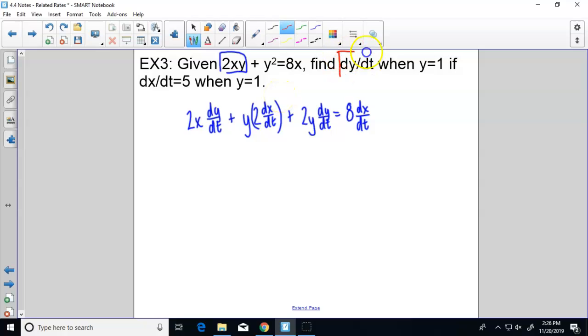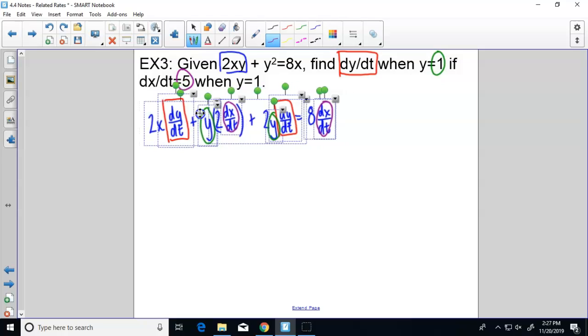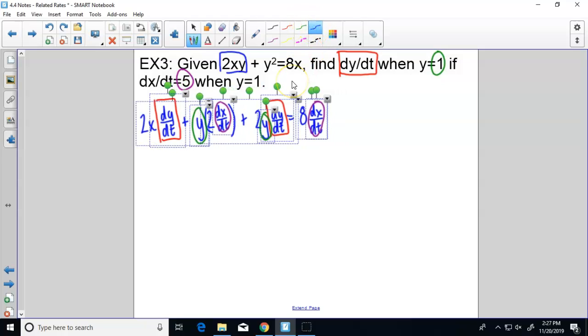So I need dy/dt, so I'm not going to plug anything in for my dy/dt, which I actually have 2 of here. I do know that my y is 1, so those y's right there are going to become 1. I know that my dx/dt is 5. Do we have any variables that we're not going to be able to plug in right yet? That x right there. So since we can't plug that x in, we need to find x. How are we going to find x?